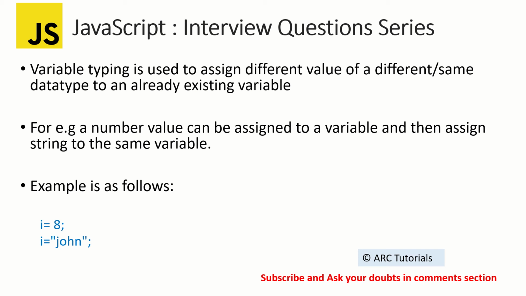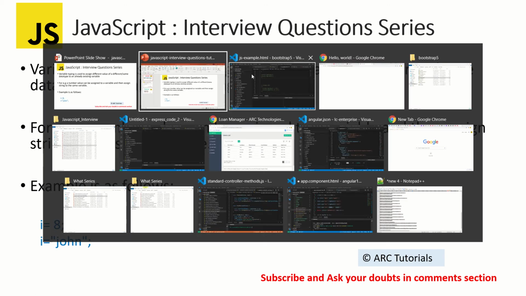It's not a strictly typed language, and that's why we can do variable typing. That's how you should explain it, and also always give an example of it. So let's see that in an example.